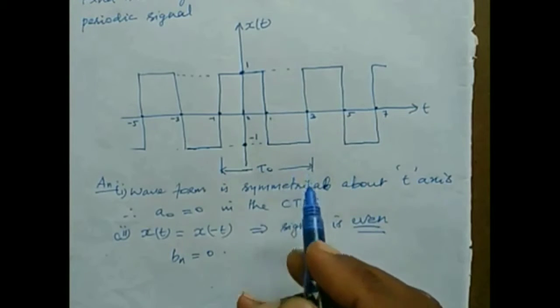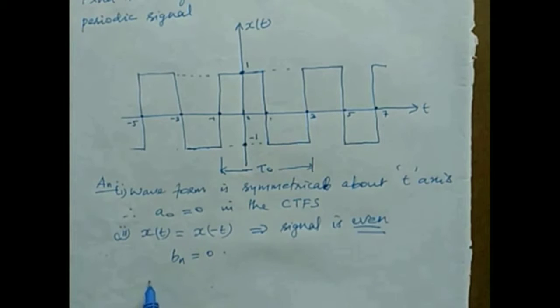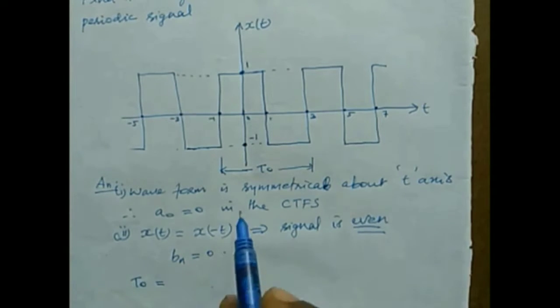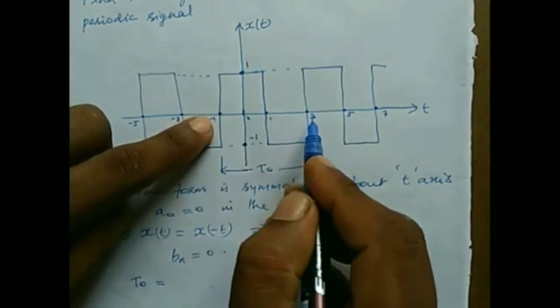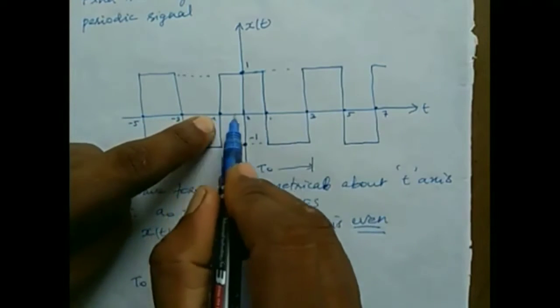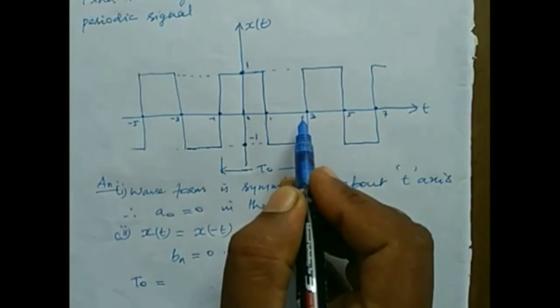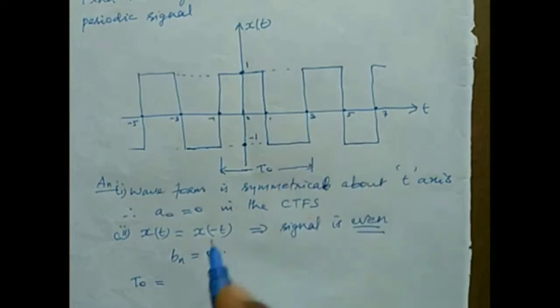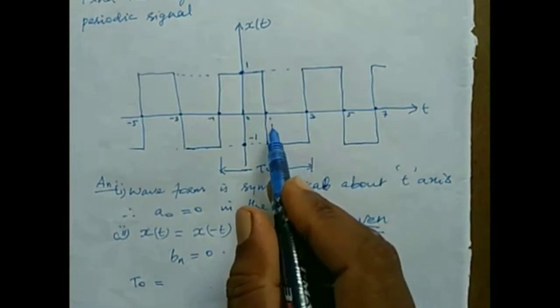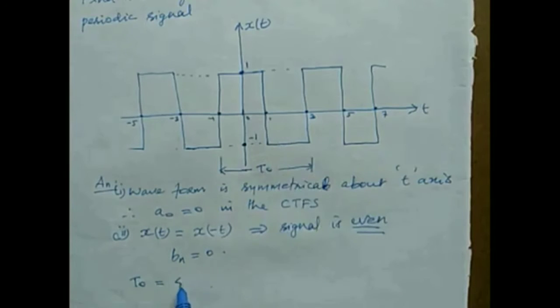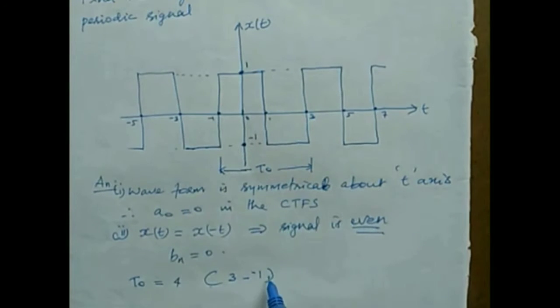Therefore this will be the T0. Okay, so what will be the magnitude of T0? From -1 to 3, we know the total time period will be 2 plus 2, which is equal to 4 seconds. That means 3 minus (minus 1), that will be 4. Okay, 4 seconds is the time period.